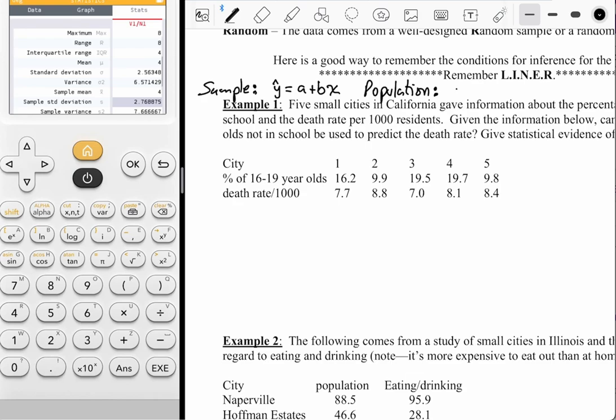The population regression equation is capital alpha, which looks an awful lot like a capital A, plus capital beta, and you know, X, independent variable. So technically, these should actually be alphas and betas of the lowercase variety.